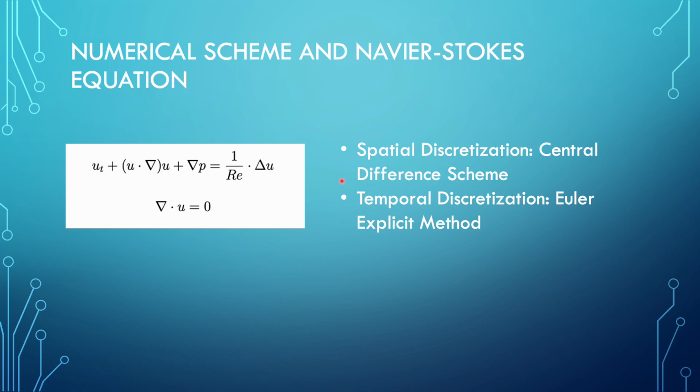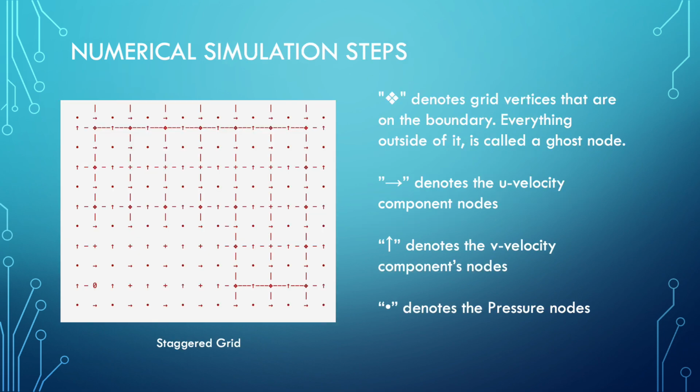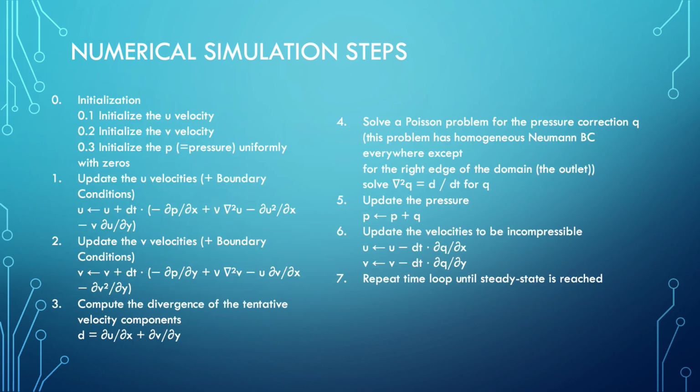discussing these equations with the central difference scheme as the spatial discretization method, and the Euler explicit method for the temporal discretization. So for the fluid flow simulation solver, I use the staggered grid compared to the collocated grid arrangement, because it helps to implement the boundary conditions along the boundaries, and it stabilizes the simulation solver.